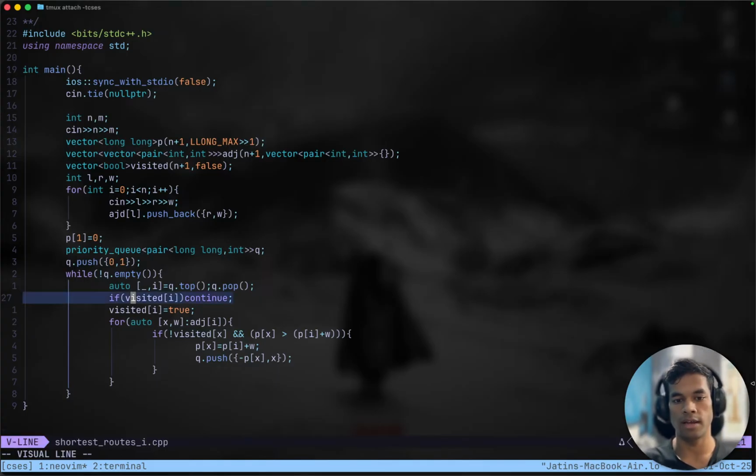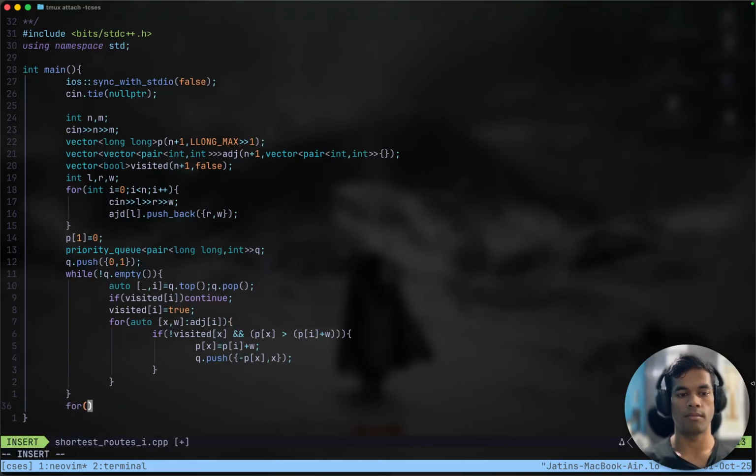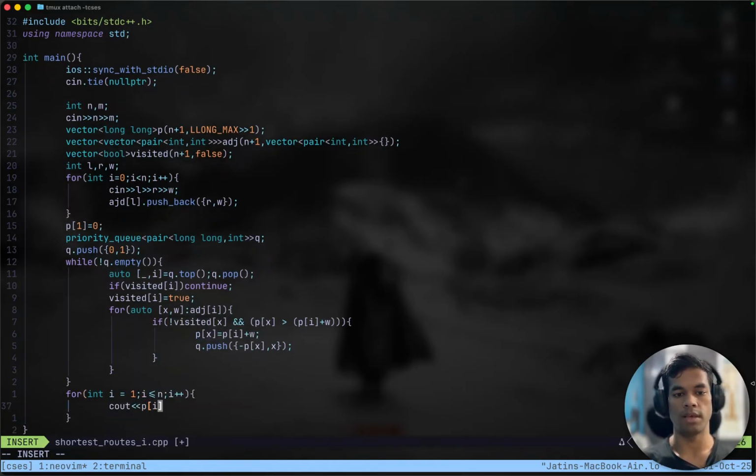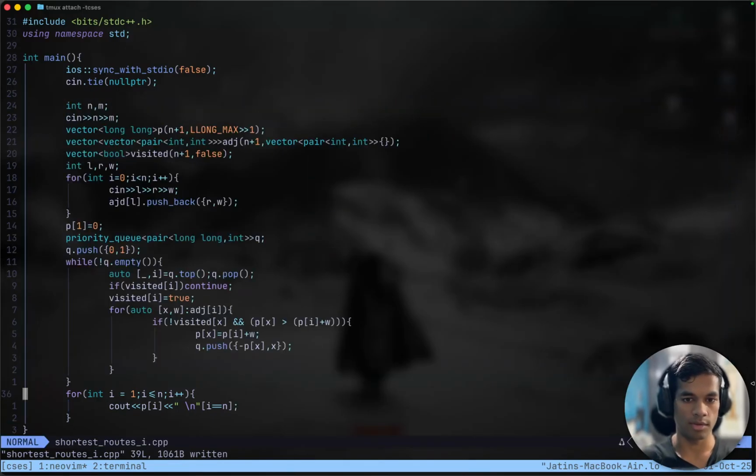Yes, because we might be adding the same edge multiple times into the queue, and if we have already visited that node, and we only visit a node after we have taken it off of the queue at least once, and if we have done that, only then do we put visited[i] equals true, and also this thing. And initially everything visited is false, so that is also nice. And after that, we should have the answer: for int i equals 1, i less than or equal to n, i plus plus, cout P[i], this new line, i equals n. Okay, that is the only mistake it seems.